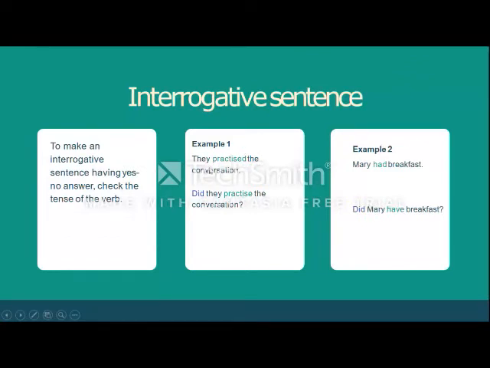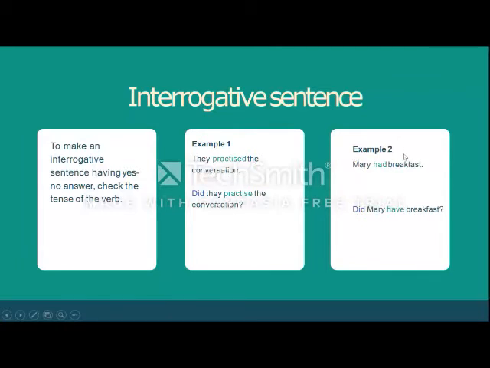So how to make the yes or no question using past simple? We put the auxiliary did before the subject they, and we put practiced into practice without ed, because this is the bare infinitive, or we call it verb 1, and then followed by the direct object, the conversation.